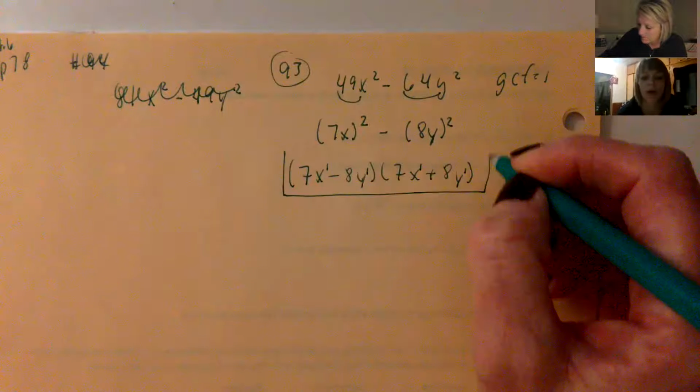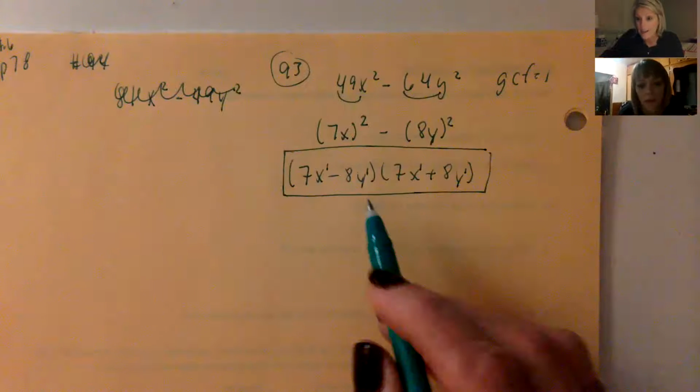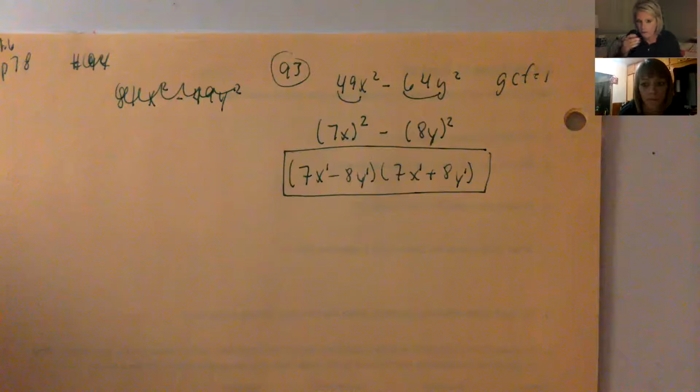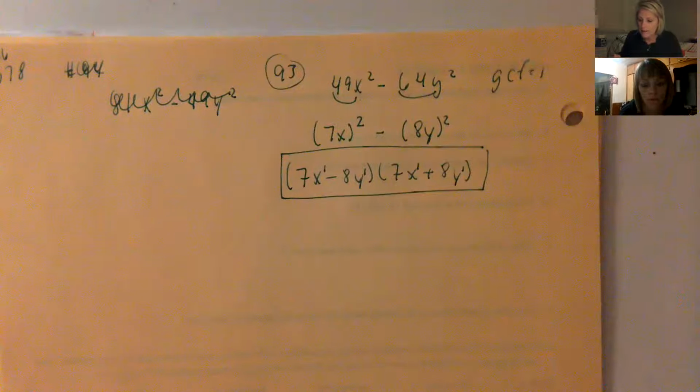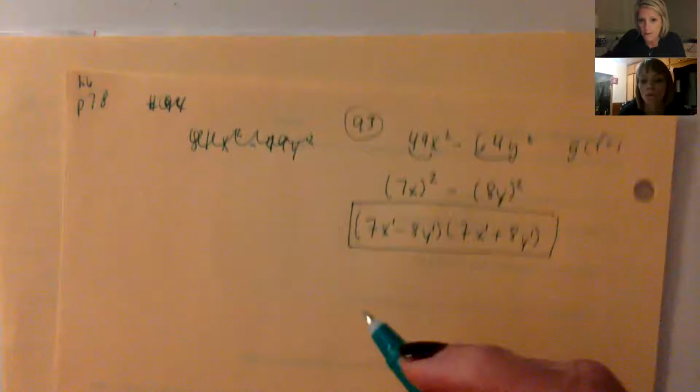Can I ask you why it goes a positive and a negative, like a minus and a plus? Why is it that way? Okay, I know.